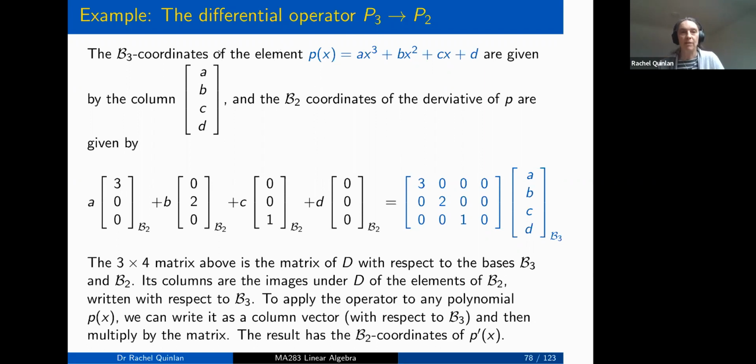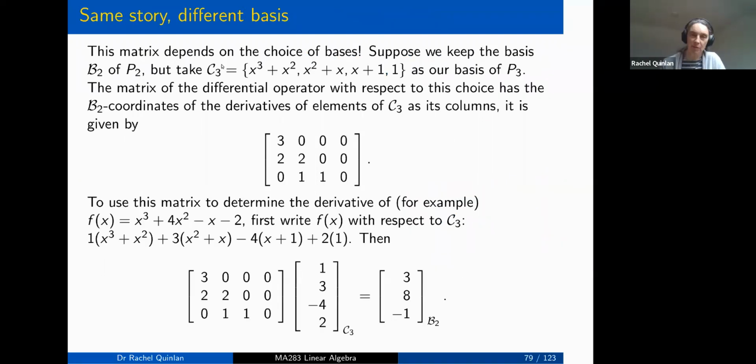Okay, and so with respect to the basis B3 that we looked at earlier, which consisted just of x cubed, x squared, x and 1, the coordinates of any polynomial are just its coefficients. Okay, and so we can write the derivative. But suppose we take a different basis for P3. Just keep the same one for P2 just to keep life relatively manageable for ourselves. But supposing that instead of the basis that we did take for P3, we take this other one.